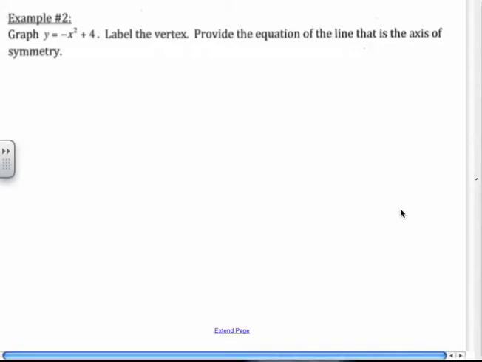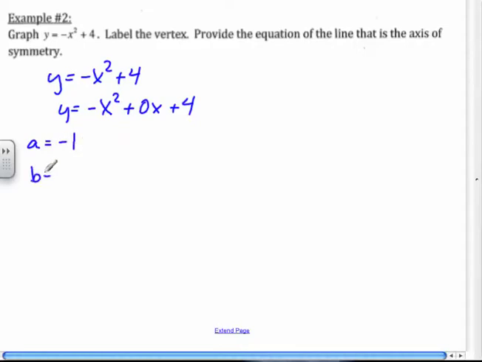Alright guys, example number 2. It says graph y is equal to negative x squared plus 4. I kind of like to go ahead and write it in the standard form, so I'm going to get y is equal to negative x squared plus 0x plus 4. It makes it easier for me to see that a is equal to negative 1, b is equal to 0 because there wasn't a term with an x, and c, which is the constant, is plus 4. Okay, so that's my a, b, and c.